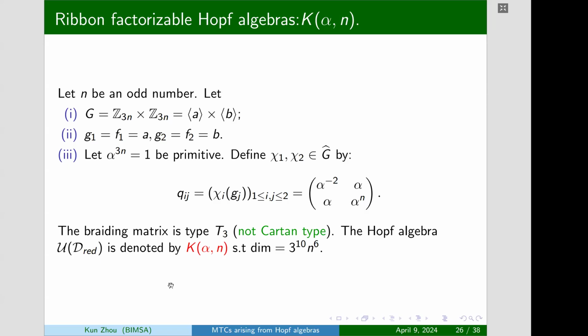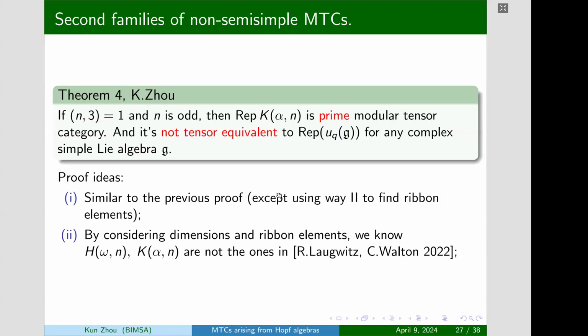By computation, we also know that its dimension is 10^3 multiplied by 6^n. Observe that the braiding matrix is not Gaussian type, and recall that we hope to construct prime modular tensor categories by some non-Gaussian type braiding matrix, and the following result actually gives the positive answer as follows. If n is not divisible by 3 and n is an odd number, then P_α^n is actually a prime modular tensor category, and we show that it is not tensor equivalent to Rep(g) for any simple Lie algebra g. Here we also only list simple Lie algebras g.